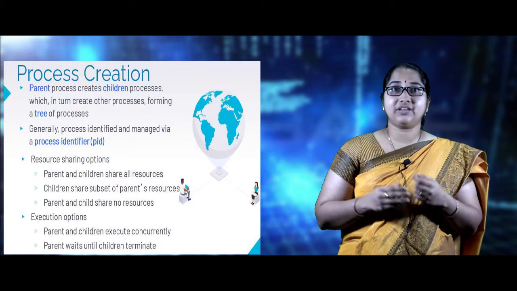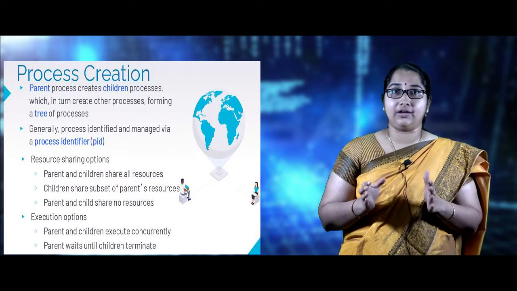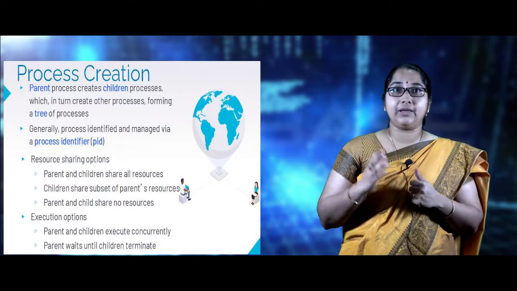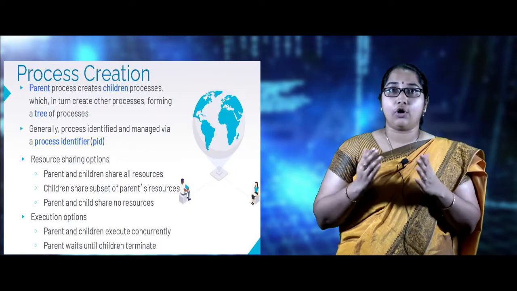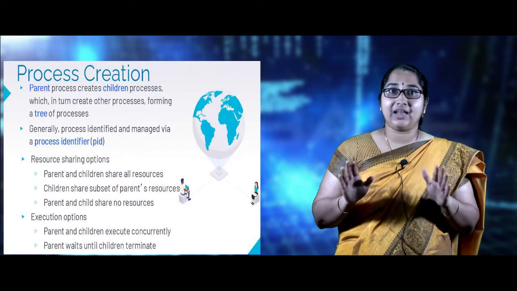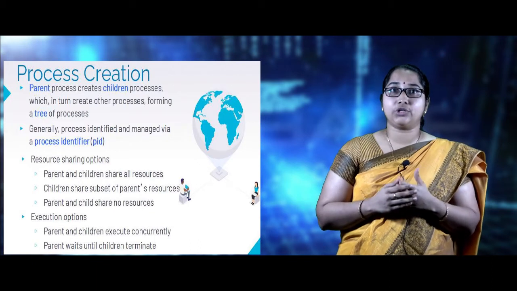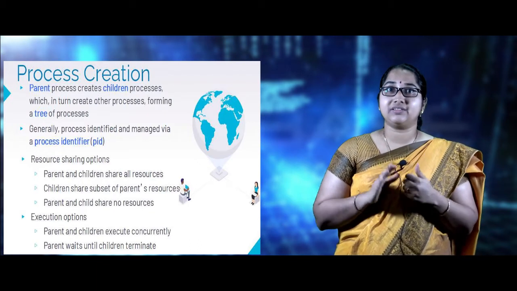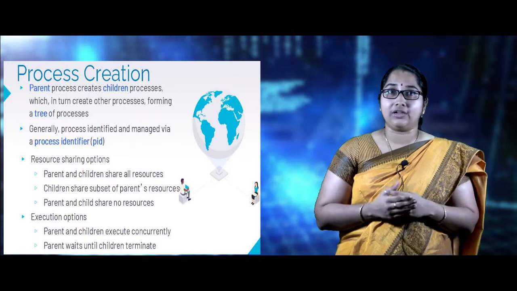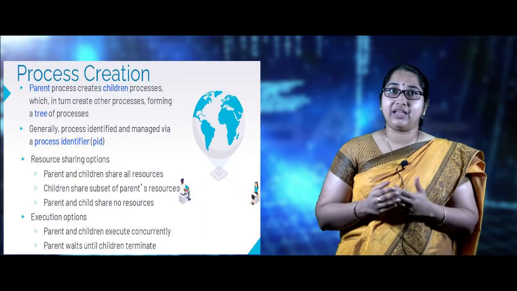The various resource sharing options are as follows. The parent process and the child process can together share all the resources or data, or the child process will share a subset of the parent process's resources, or the child process and the parent process won't share any resources at all. Similarly, as far as execution is concerned, the parent process can wait till the child process finishes its processing, or else the parent process and the child process can execute concurrently.